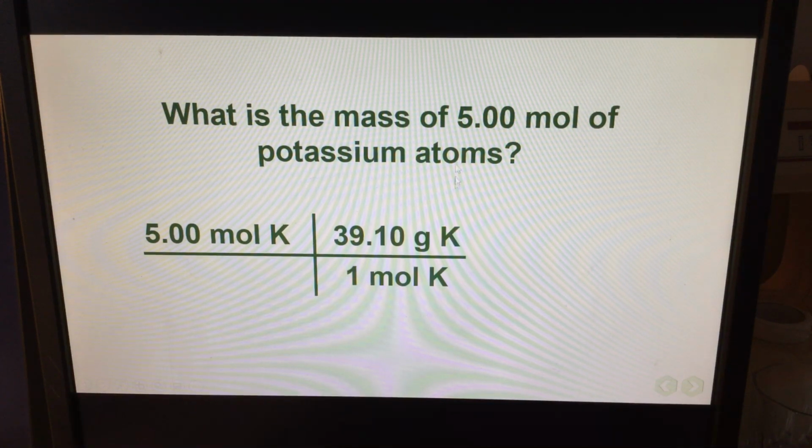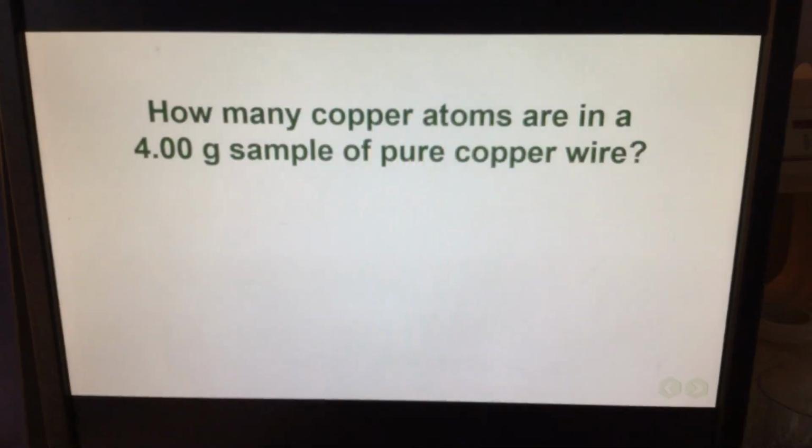So again, how do we know that? It's asking for mass. I want to put the mass on the top. It's telling me moles. I want to put the mole for the conversion factor on the bottom. And where do I get 39.1 grams? Well, I'm going to get this from the periodic table. If you see anything referring to mass, know that you need to use the periodic table. All right, so the moles can cancel out, and we're going to multiply 5 times 39.1 gives us 196 grams of potassium.